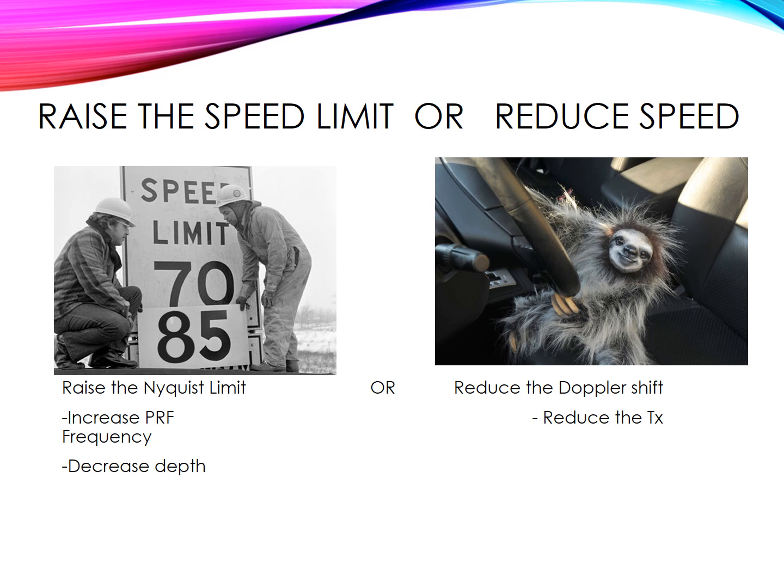Say we want to raise the speed limit, which we're calling our Nyquist limit. We do that by increasing our PRF or increasing our scale, or we do it by decreasing the depth. These are the two ways that we're going to be able to raise that speed limit. The other option is to reduce the Doppler shift, or reduce our speed, and we do that by reducing our transducer frequency. These three options are going to be the most reliable way to avoid aliasing while still using your pulse wave Doppler transducer. Your other options then in the clinical setting are to change your baseline or switch to continuous wave.